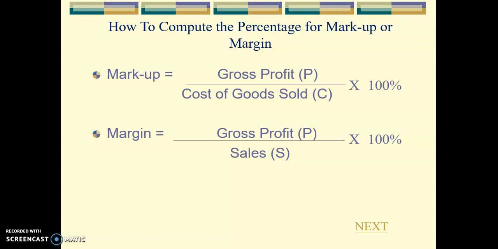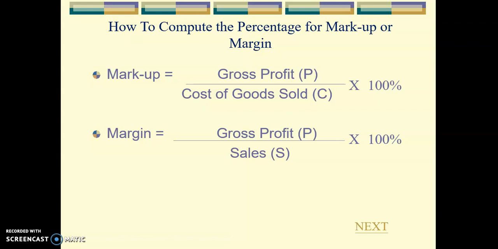Now, to calculate the markup as a percentage, if you were given your gross profit, you can take your gross profit and divide it by your cost price or your cost of goods sold, and then multiply that answer by 100, and it will give you what the percentage markup is.